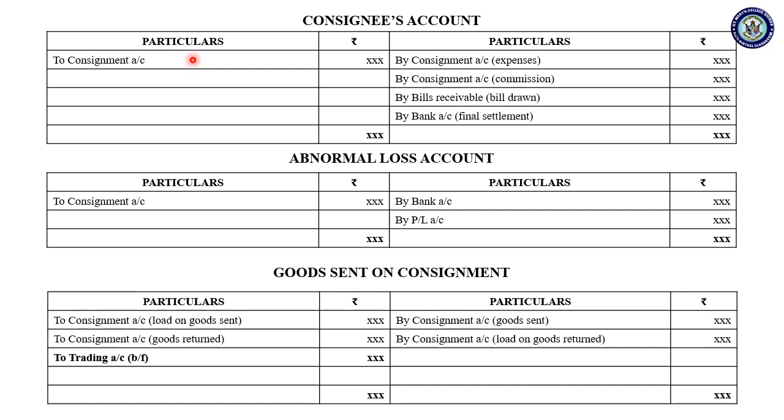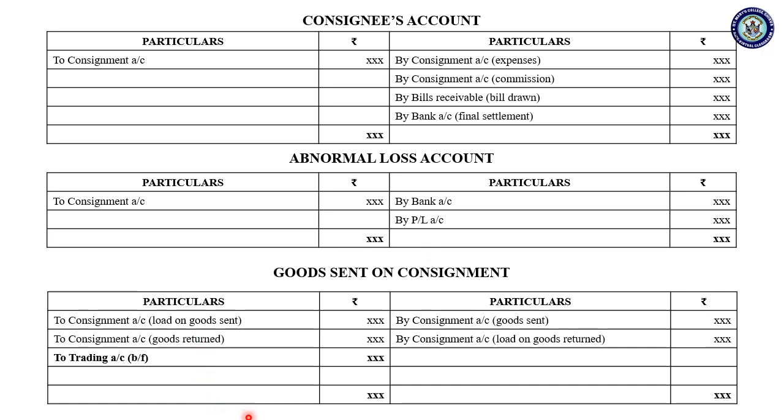On the credit side you have "by consignment", this is sales. First you have to transfer the sales balance from consignment, then you have to record the expenses and commission, then the bills drawn. Why bills drawn? Because the consignee will receive the cash from the buyer for the consignment process. He needs to give that amount to the consignor, correct?